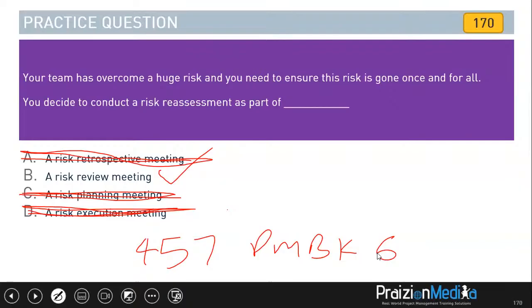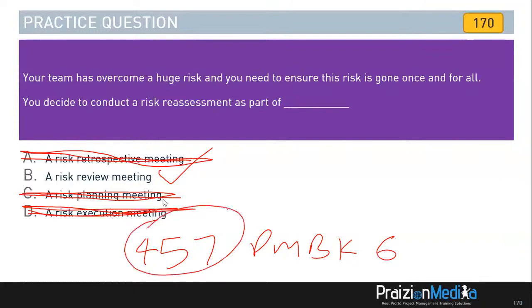Risk reviews may also result in identification of new individual project risks, including secondary risks that arise from agreed upon risk responses, risk reassessment of current risks, the closing of risks that are outdated, issues that have arisen as a result of risks that have occurred, and identification of lessons to be learned for implementation in ongoing phases in the project or in similar projects in the future. So a bit of a mouthful, but go on and check out page 457 in the PMBOK Guide 6th edition.